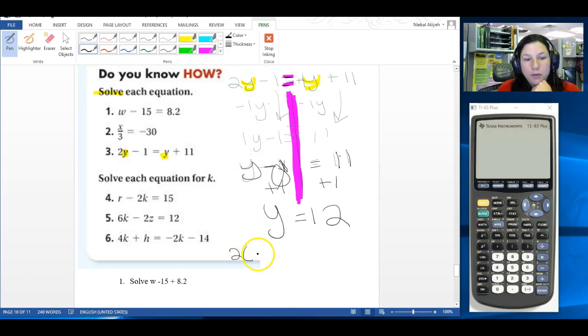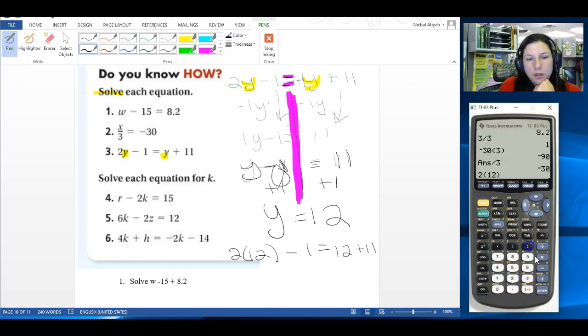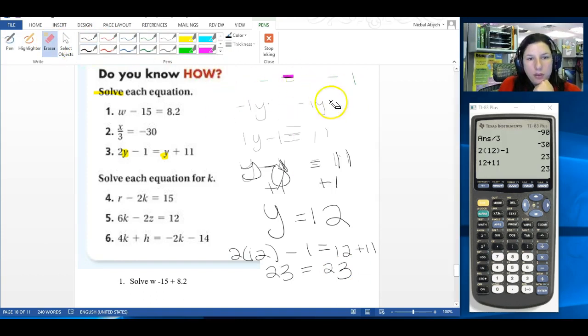2y, so I know y is 12 now, minus 1 equals, and I have 1y here, so 12 plus 11. So we have 2 times 12 minus 1. It's 23 on this side, and then on the other side I have 12 plus 11, 23. Okay.